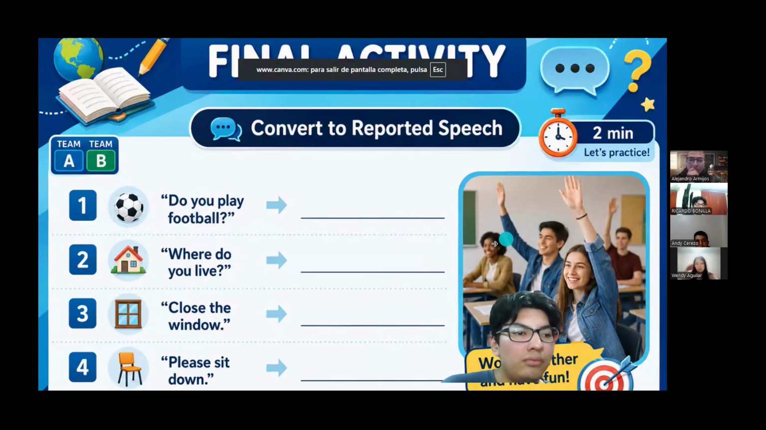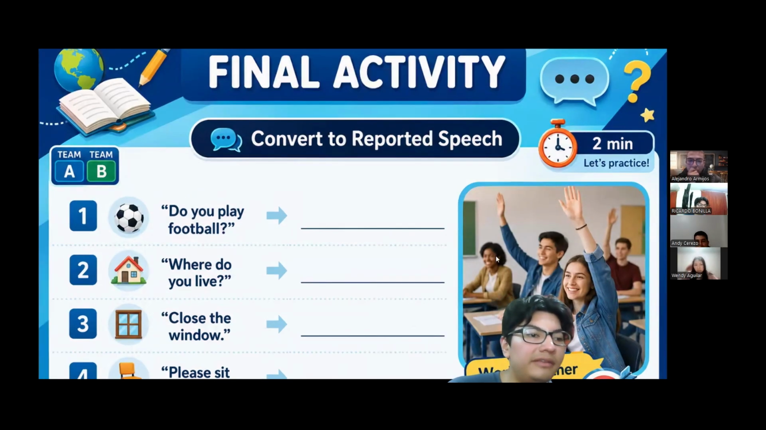Okay, students, now we have our final activity. Please help me transform the sentences. Sentence number one: do you play football? Andy, can you change this sentence? Yes, teacher. She asked me if I play football. Okay, it's very good.